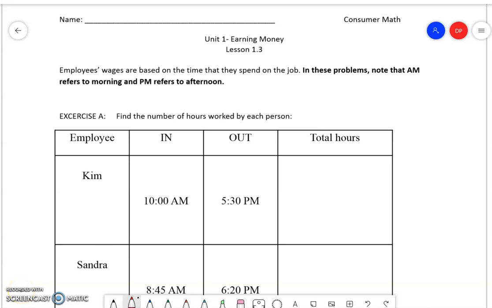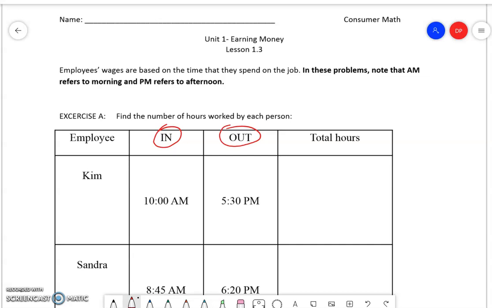Today we're going to be talking about time cards and keeping track of how many hours and minutes that you've worked during a shift. So, for the first one, we've got some employees and how long their shifts are, when they clocked in the morning, and when they clocked out. So, first up, Kim, she clocks in at 10 a.m. and goes to 5:30 p.m.